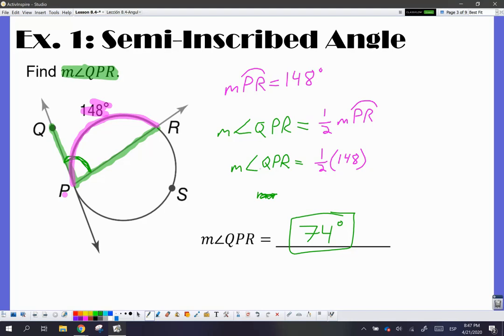Now, if you start off with the measure of the angle, then you're going to work backwards. Instead of dividing by 2, you would multiply the measure of the angle by 2 to get the measure of the arc. And we can do that to double check this. So if I have 74 times 2, that gives me 148, which is the measure of the arc. So we know that our answer is correct. So let's take a look at the next set of angles.